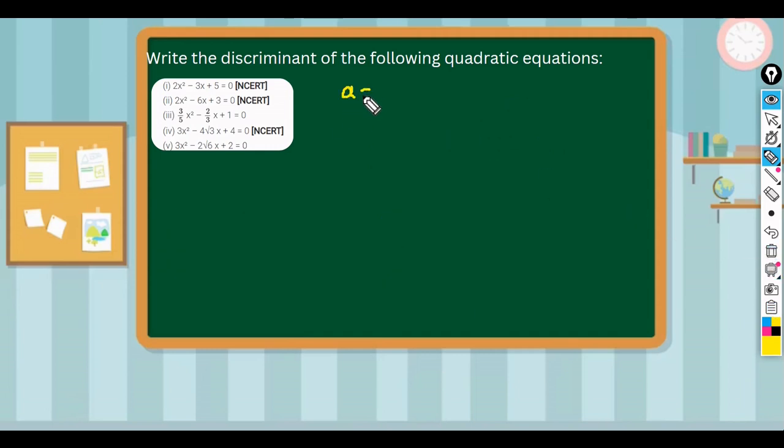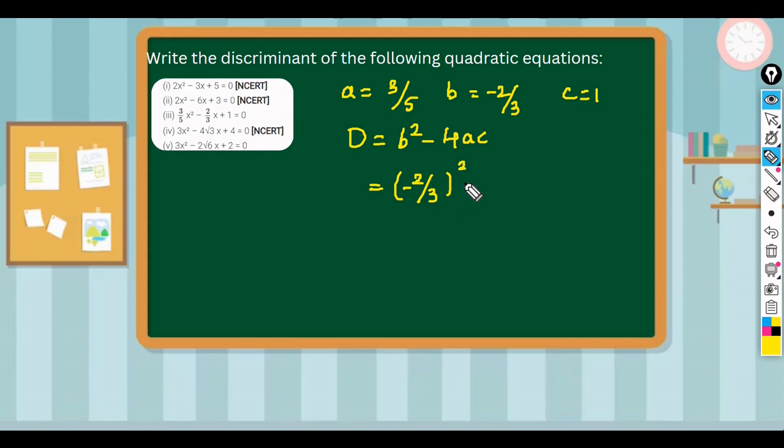Let's take up the third one now. What is A value? A is 3 by 5. And what is B value? Minus 2 by 3. And what is C value? Equal to 1. Let's put this in the formula. D equal to B square minus 4AC. So when I put this now, minus 2 by 3 whole square minus 4 into A is 3 by 5. Then what is C? C is equal to 1. Doesn't matter if it is 1, you write it or leave it. Still, let's write it.